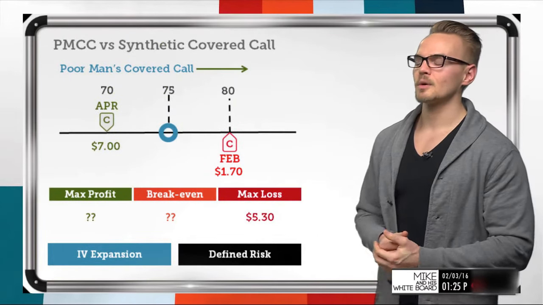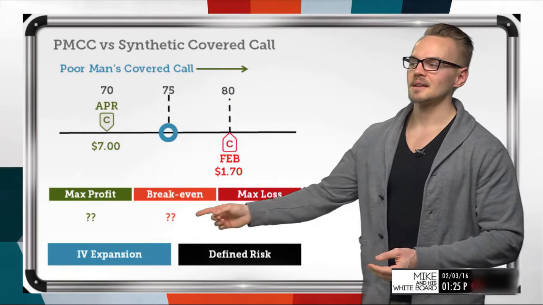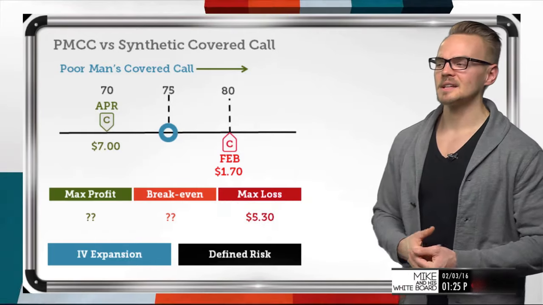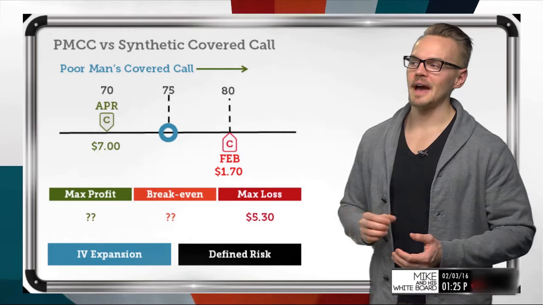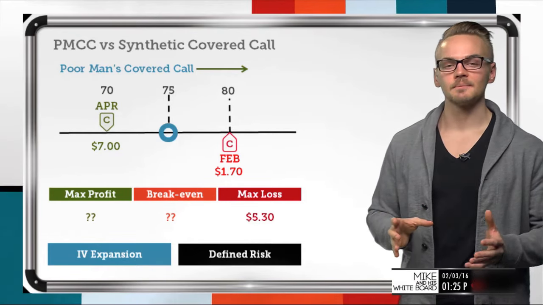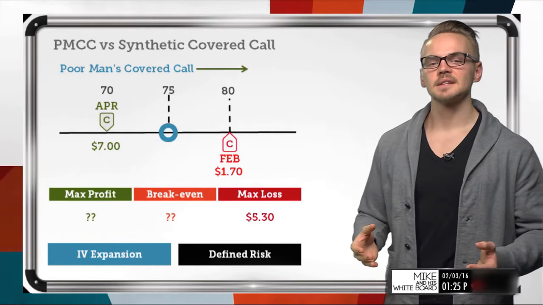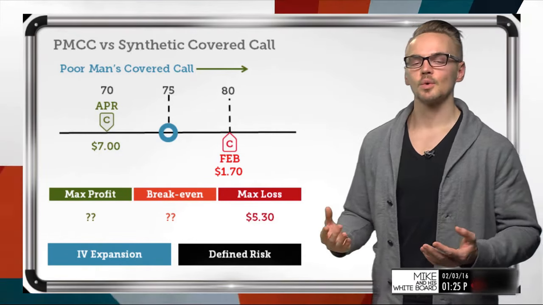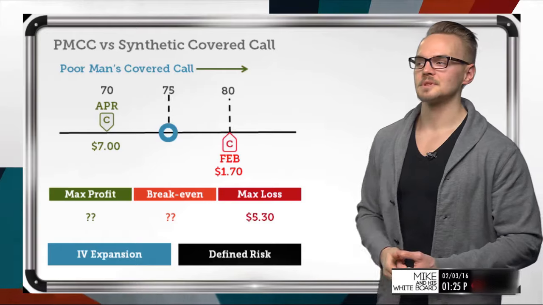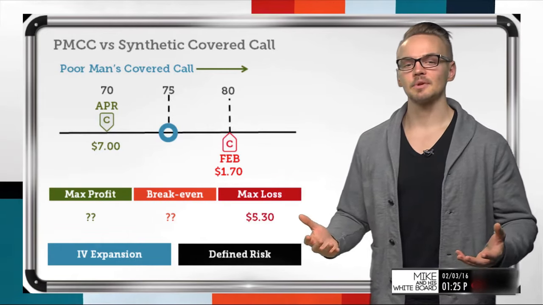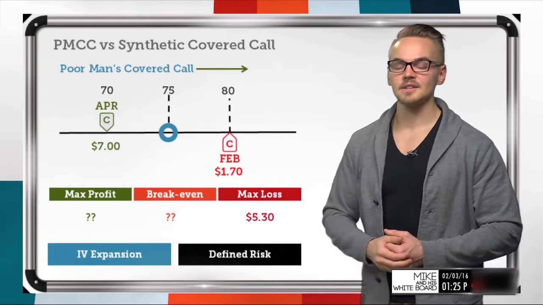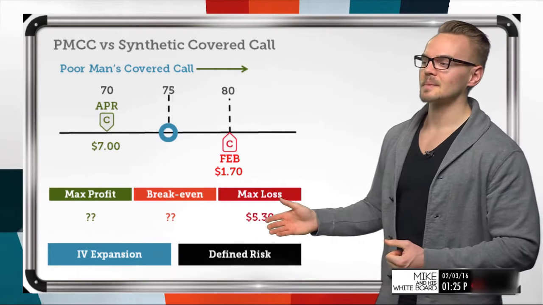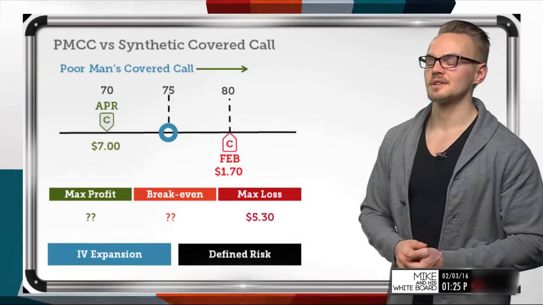So when we're looking at a poor man's covered call, as I said, the max profit and break-even point, it's best to just keep that up in the air. I know for a fact that I have a defined risk max loss on this trade, and that's because I'm routing this order for a debit. Since I know that my April option is going to be worth more than my February option, because there's more time in the April option than in February, and because it's in the money, so it's got intrinsic value, I know that my max loss is $5.30.